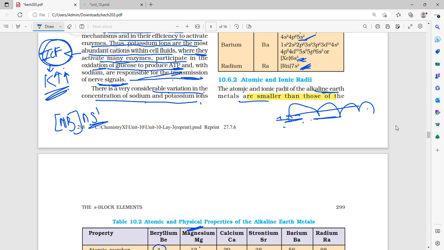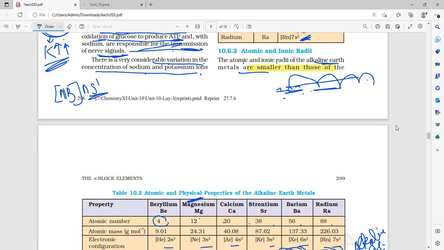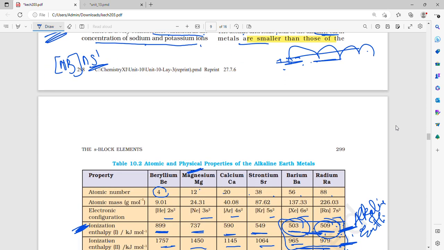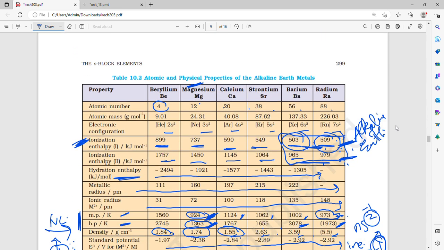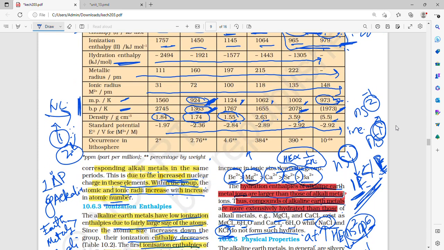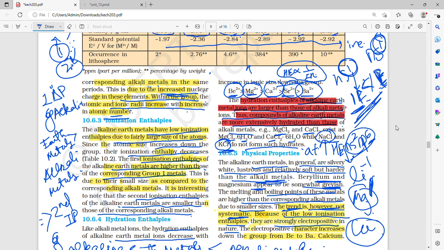Atomic and ionic radii: the atomic and ionic radii of alkaline earth metals are going to be smaller than those of alkali metals. Why? Because as we go across the period, the nuclear charge increases, and as the nuclear charge increases, the ionic radii decrease. Therefore the corresponding alkali metals in the same period are going to have larger atomic and ionic radii than that of alkaline earth metals. Within the group, the atomic and ionic radii increase as we go down the group because of the addition of new shells.